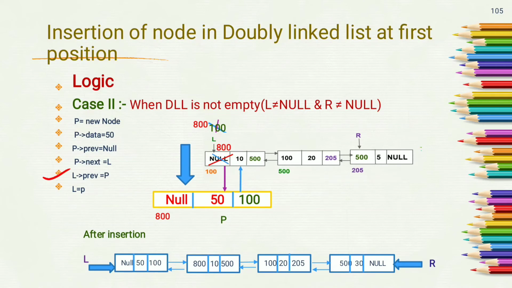So I had written L arrow previous equals to P, that means the address of this node, 800, will be overwritten over the previous pointer of this node. Now this node is pointing to the P node.